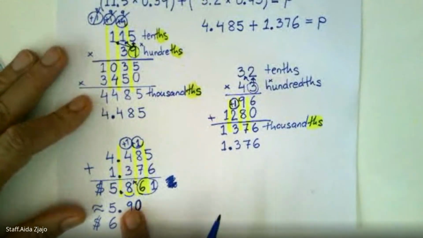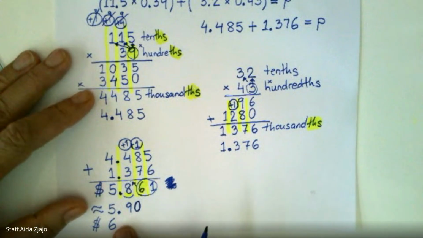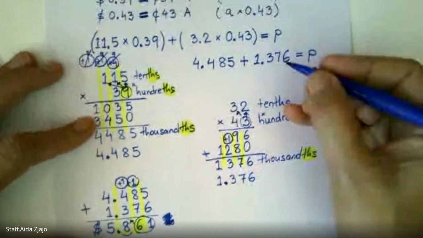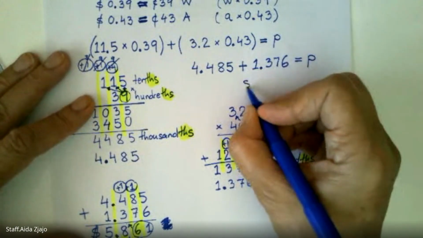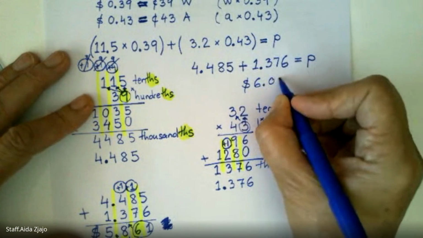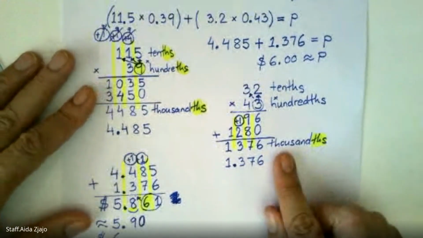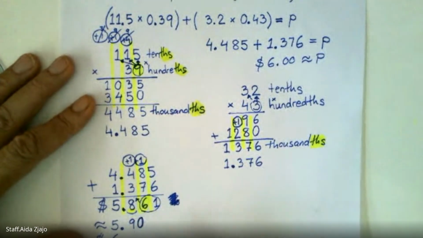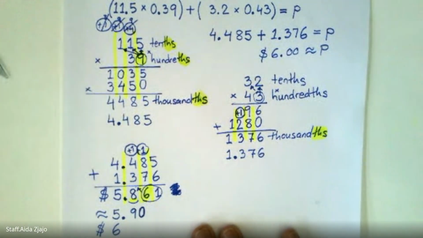So finally I found that the price was 5.861 dollars, which we round to about 5.90 or about $6. So the price for these items would be about $6. That would be our estimate. At least she needs $6 to buy these two fruits.